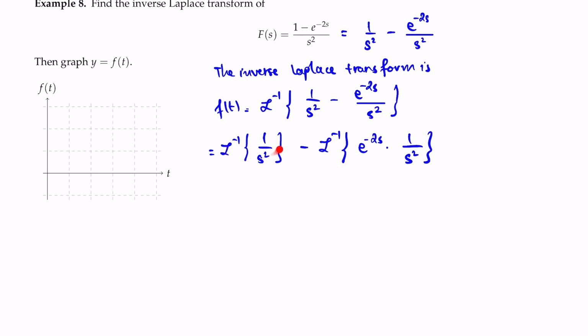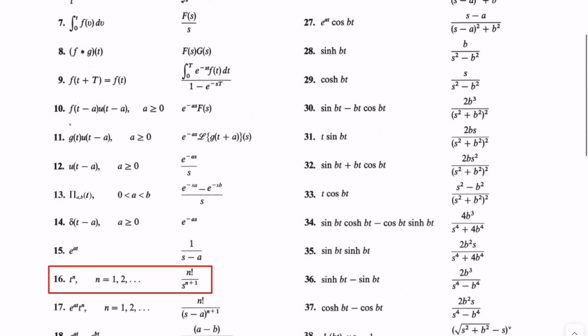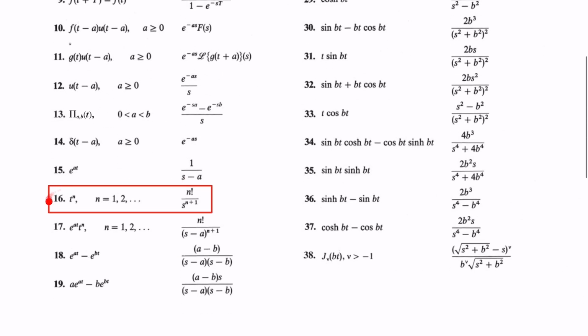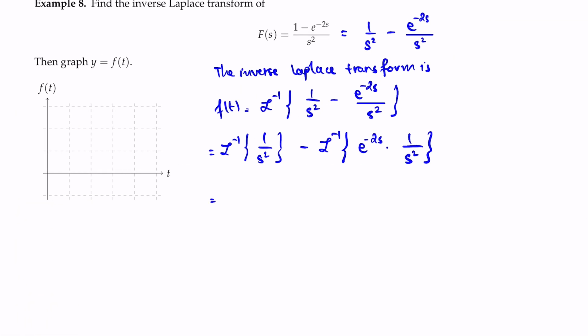So when you look at the Laplace transform table, you can find the inverse Laplace transform of 1 over s squared. So 1 over s squared, go to the Laplace transform table, look at this formula right here. So 1 over s squared indicates that n is equal to 1. So 1 factorial over s to the power 1 plus 1, so 1 over s squared. So n is equal to 1, so the inverse Laplace transform is t. So the inverse Laplace transform of this function is t.